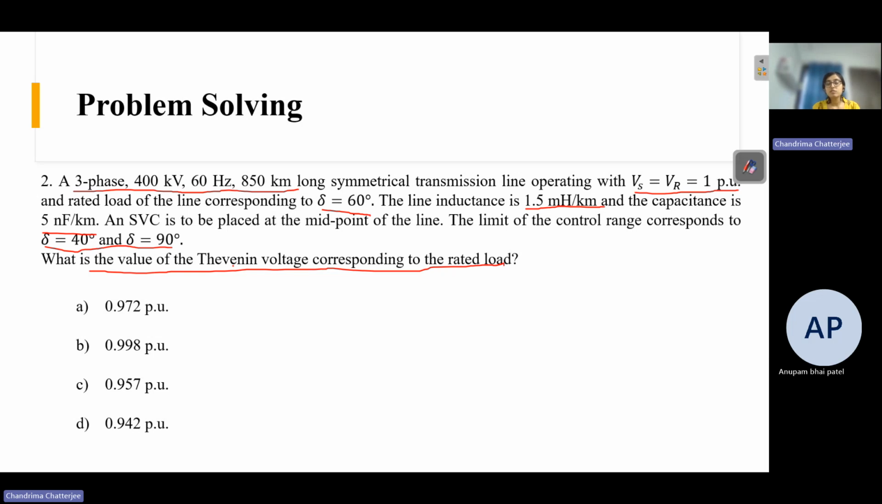Now this is some new term. What is the Thevenin voltage? How do we get to the Thevenin voltage, and why do we at all require to calculate Thevenin voltage? Now I will explain.